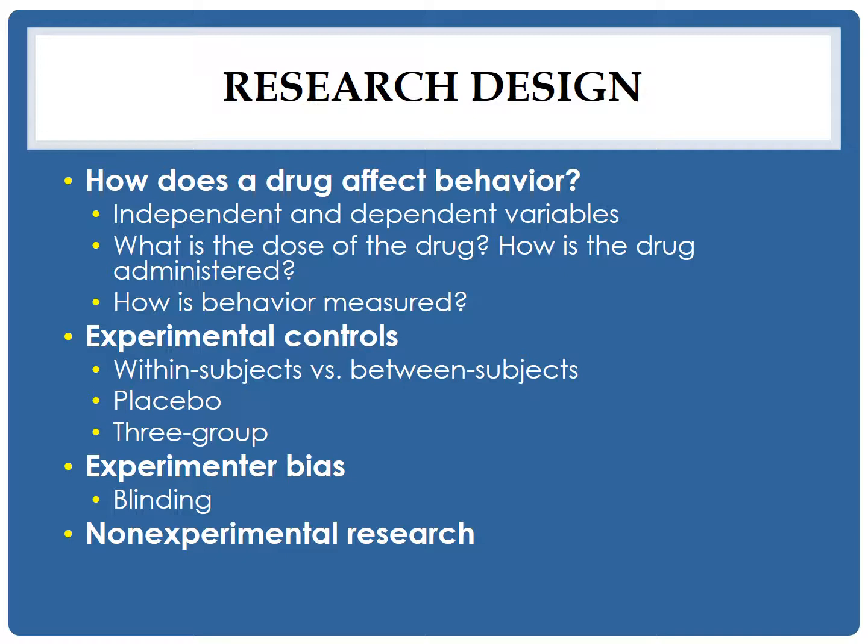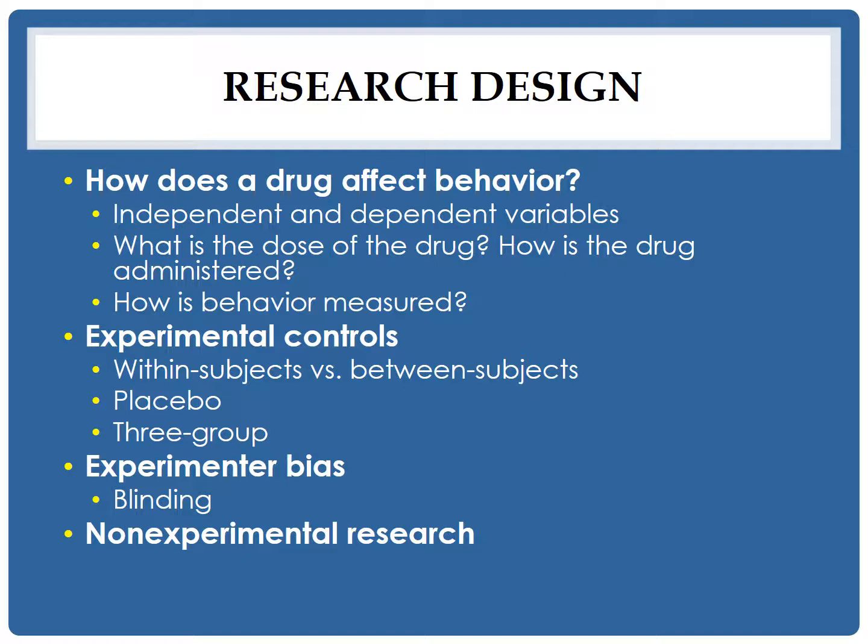Experiments with within subject controls use individual subjects as their own controls. They observe the same people without and then with a drug. And then between subject just means that different people are observed, some with, some without the drug, and then enough subjects are needed to average out individual differences with a between subject design.